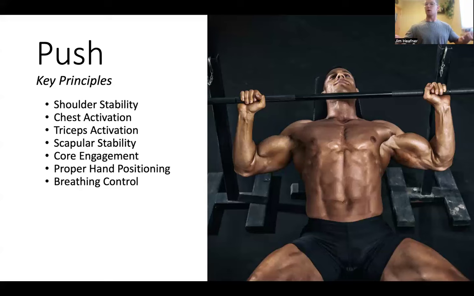Core engagement is going to be huge. If you're not strong through your core on a push, you're likely going to overextend and lock out the paraspinals. When you do that, we lose power from our core. And if you lose power from your core, then we're losing power from our base of support or our center of mass.